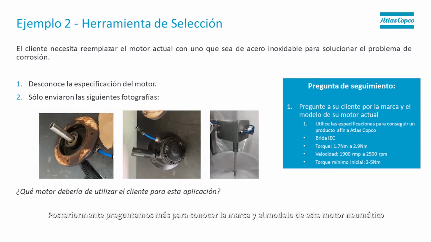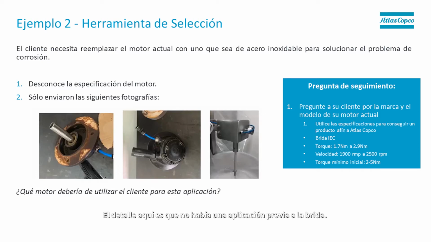So we kept asking the customer for a little more information, specifically the brand and the model of this air motor. They provided us the brand and the model, and we cross-referenced to the Atlas Copco. When we did this, we found out that the current motor the customer uses has an IEC flange, torque from 1.7 Newton meter to 2.9 Newton meter, speed range from 1900 to 2500 RPM, and a minimum starting torque of 2.5 Newton meter.